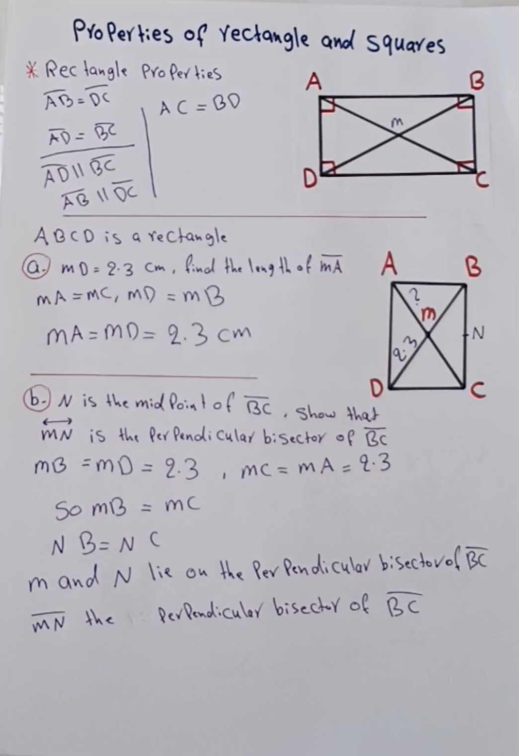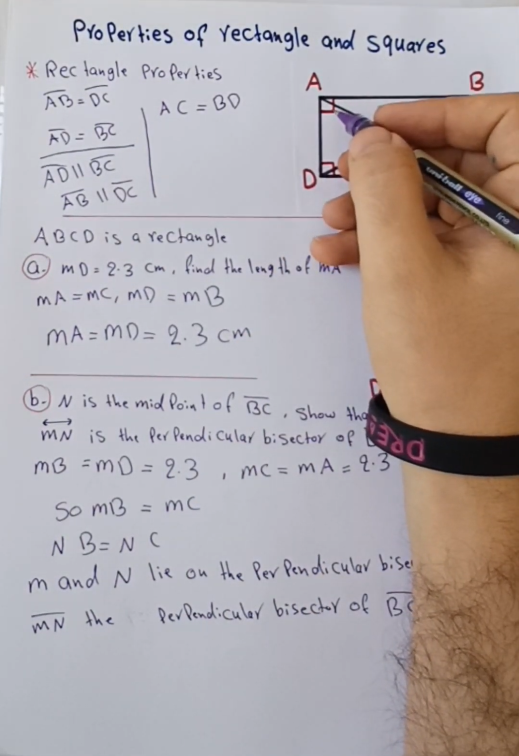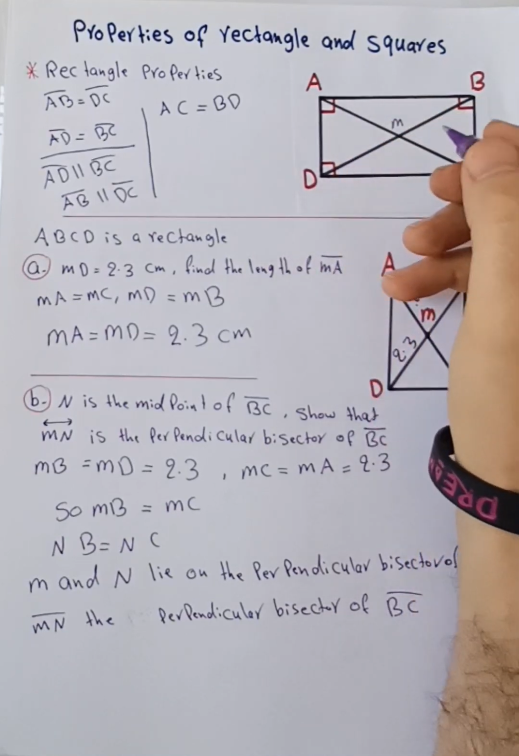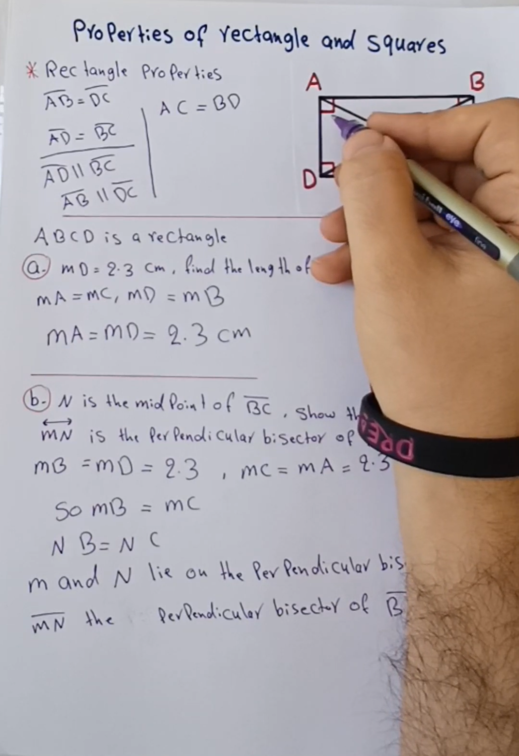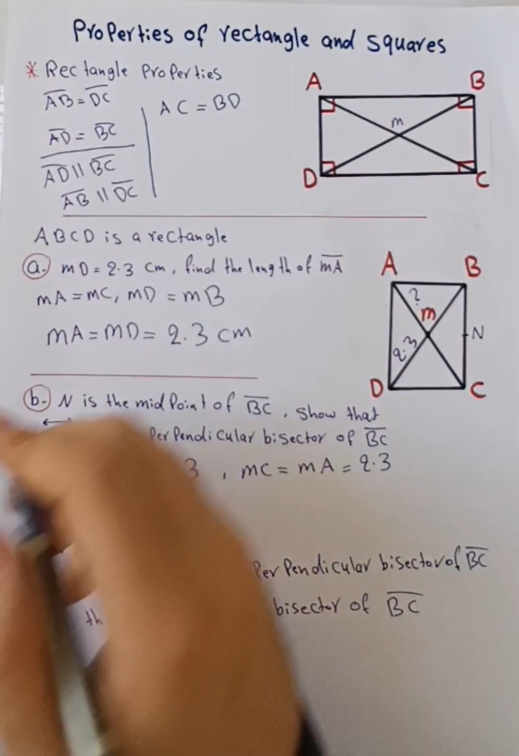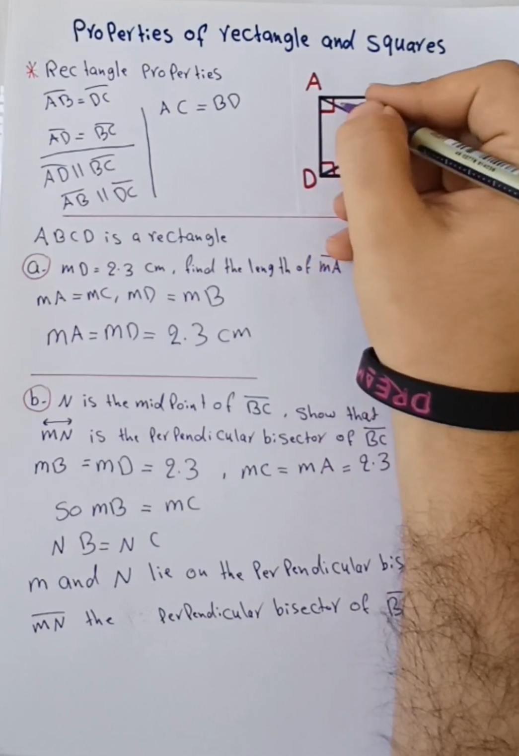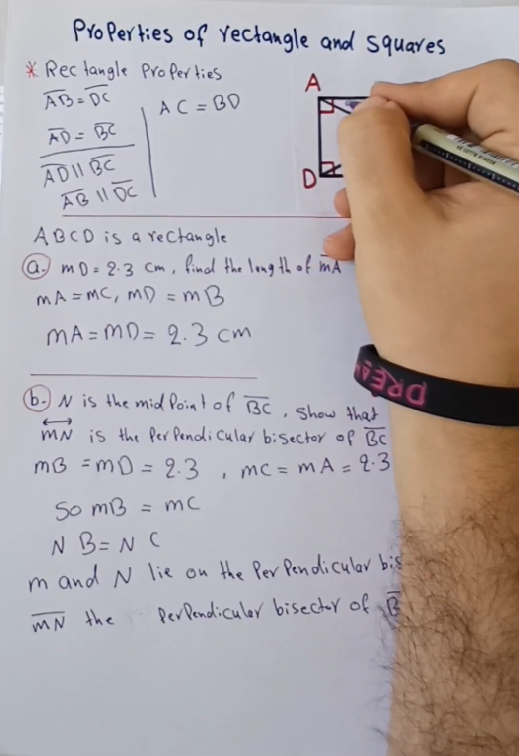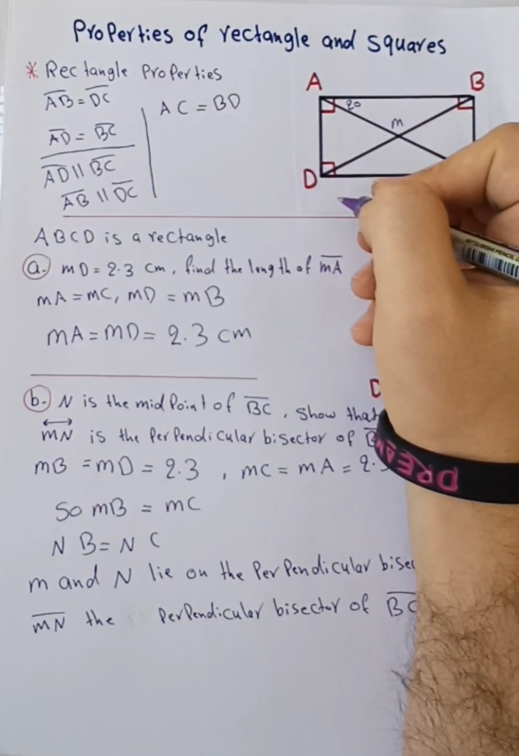And then one of the properties for rectangle, we have 4 right angles, but this diagonal does not bisect these angles. Always the big angle is 2 times the small angle. So if we have the value for the small angle, for example 20, always the big angle is 2 times 20.